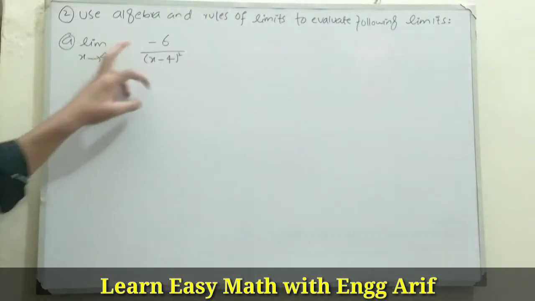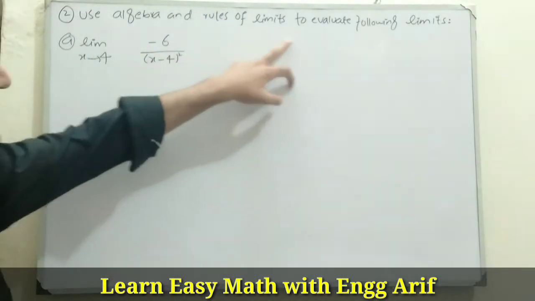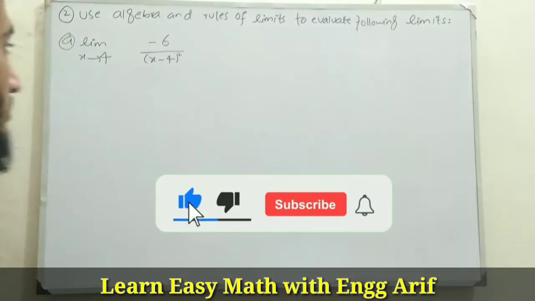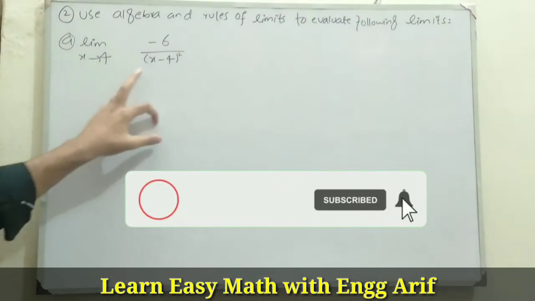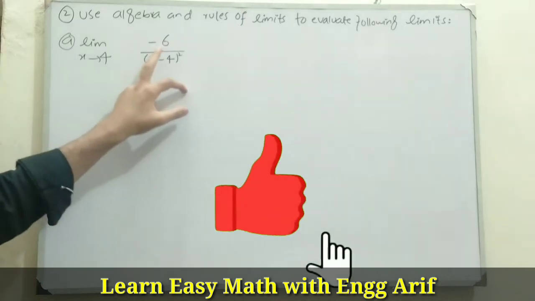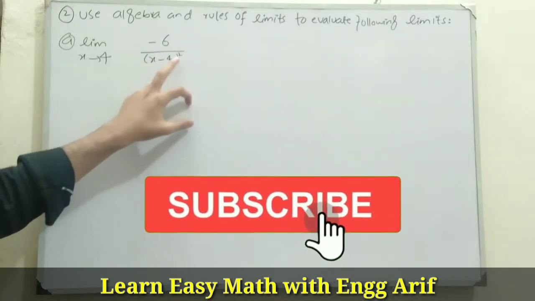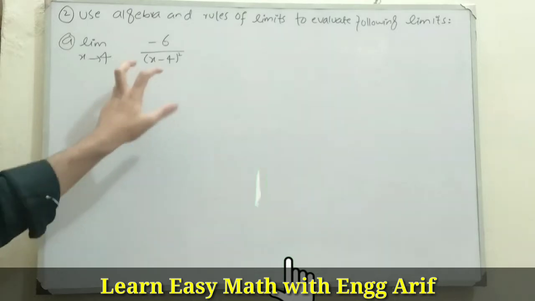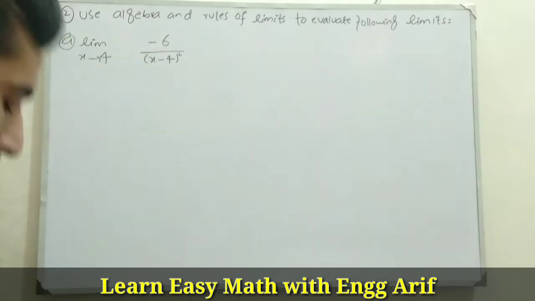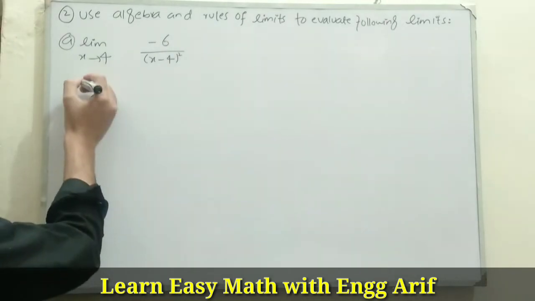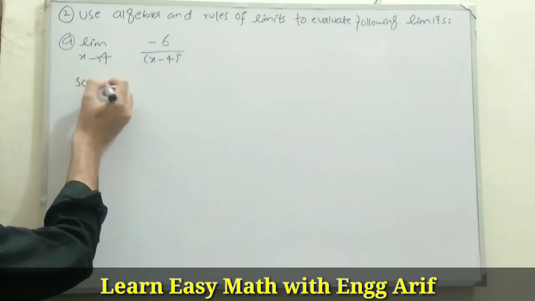It tells that use algebra and rules of limits to evaluate the following limits. So part number A tells that limit x approaches to 4, we have a fraction given minus 6 divided by x minus 4 whole square, and that tells that find the value of this fraction at the given x value, which is 4. So move towards the solution of part number A.